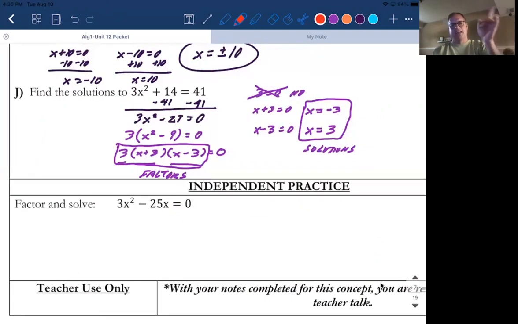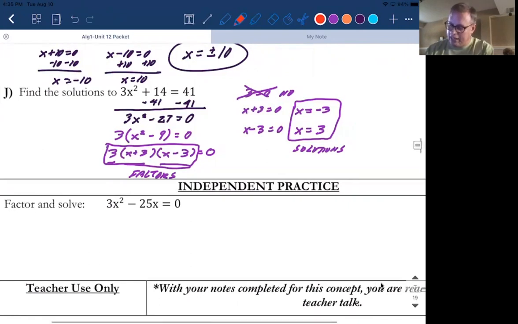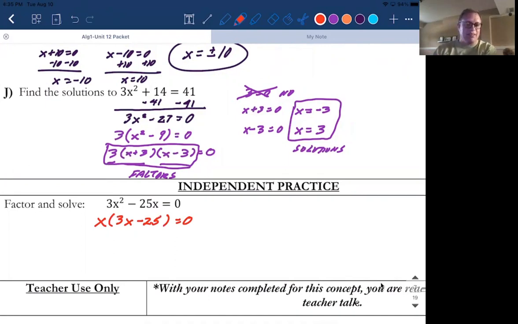All right, take a look at it. 3x squared minus 25x equals 0. Is it equal to 0? Yes. Is there a greatest common factor? Yes. Both terms have an x. And that leaves 3x minus 25. And you're looking at 3 and 25 and you're going, they don't have anything in common except 1. I know. It's okay. So I'm going to set each factor equal to 0. So x will equal 0. Hey, that was easy. And I'm going to set 3x minus 25 equal to 0. There's one solution right there.